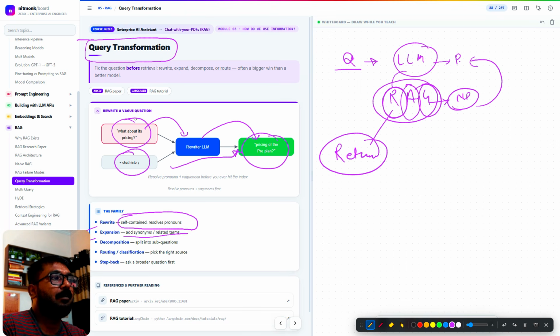Like, what about the pricing of, let's say, an AWS EC2 machine. This is what gets added if the context is there. So it's query expansion, correct? Then decomposition of the query: try to decompose the query into multiple queries.